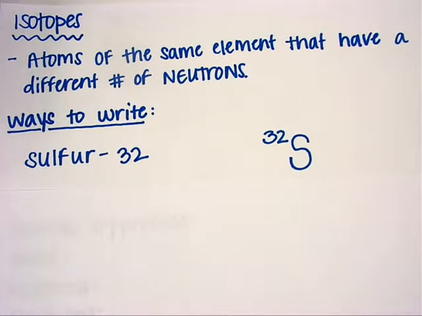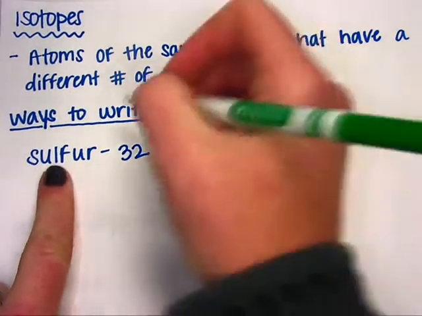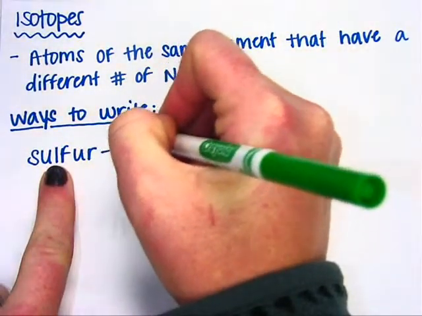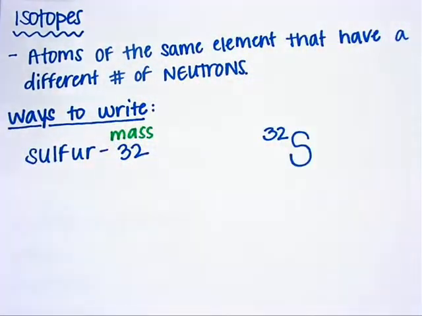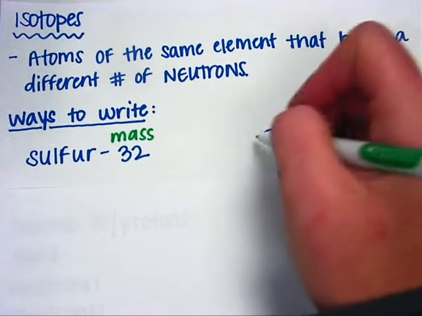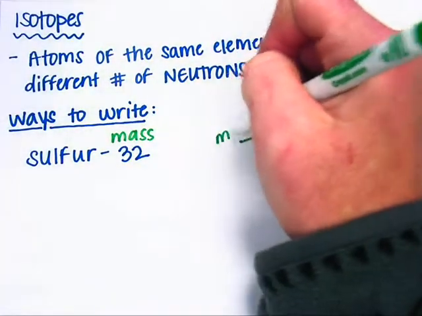In the first example, you just have the name of the element, and then this 32 represents the new mass. Because the number of neutrons is different, the isotope will have a different mass than the normal atom. Same thing over here, this 32 represents the mass.